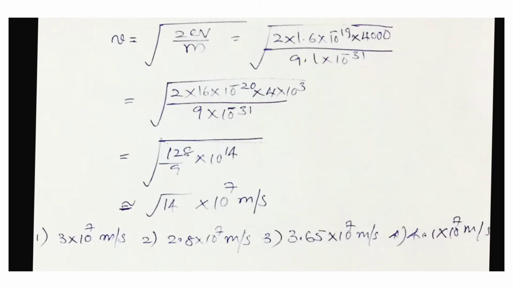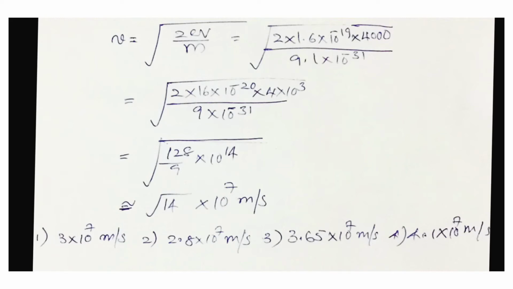Now let us look at the final step. Under root 128 by 9 into 10 power 14. 10 power 14 under root means 10 power 14 whole power of half, which is 10 power 7. Bring it outside. So you are left with under root 128 by 9. 14 9s are 126. So approximately it is under root 14 into 10 power 7 outside.